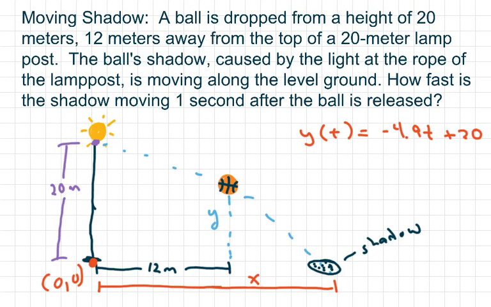Hey everyone, this is a moving shadow problem. A ball is dropped from a height of 20 meters, but it's happening 12 meters away from the top of a 20-meter lamppost. The ball's shadow caused by the light at the top of the lamppost is moving along ground level. How fast is the shadow moving 1 second after the ball is released?